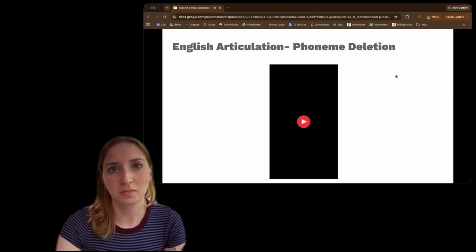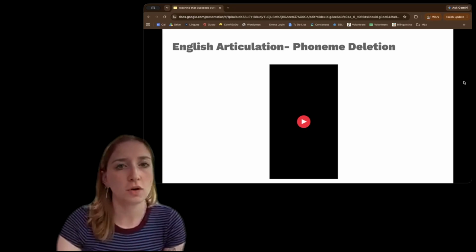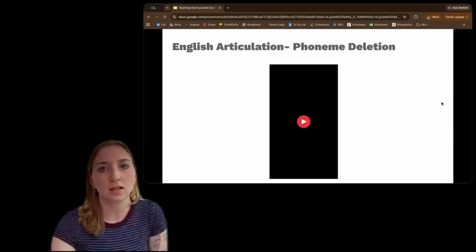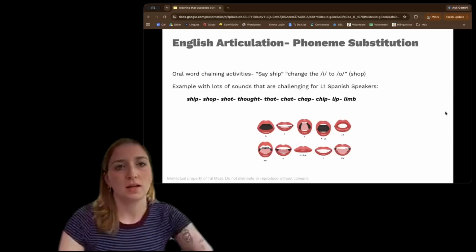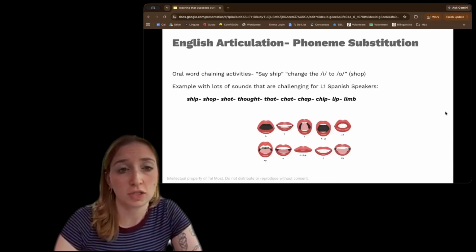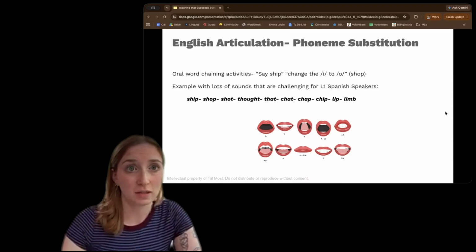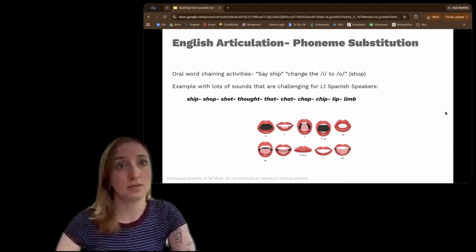So as the students build independence with this type of activity, which is oral only, this will translate directly to their ability to read and decode words in English as well. Another suggestion for supporting English articulation is phoneme substitution. This is kind of like the word chaining switch it that we saw in the previous session with reading simplified.